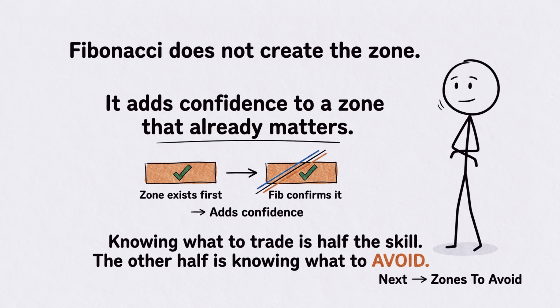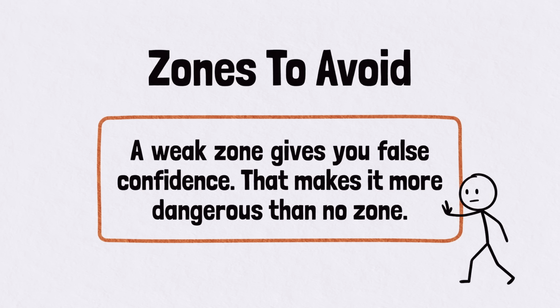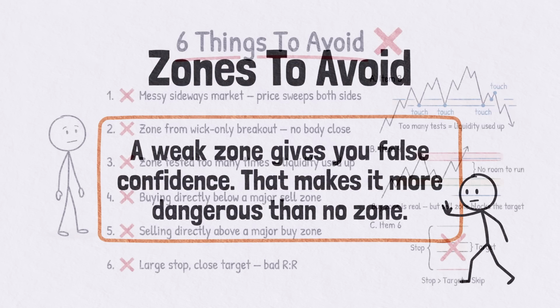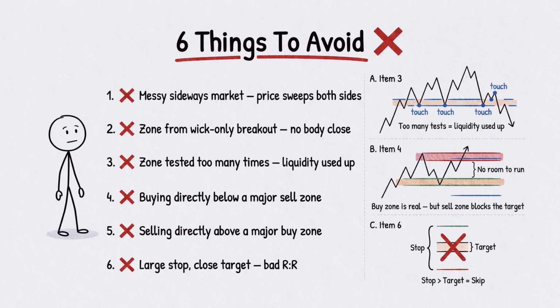Just as important as knowing what to trade is knowing what to avoid. But knowing what to trade is only half the skill. You also need to know what to avoid. A weak zone is usually more dangerous than no zone because it gives you false confidence. Avoid messy sideways markets where price keeps sweeping highs and lows. Avoid zones created by weak, wick-only breakouts. Avoid zones that have already been tested too many times.